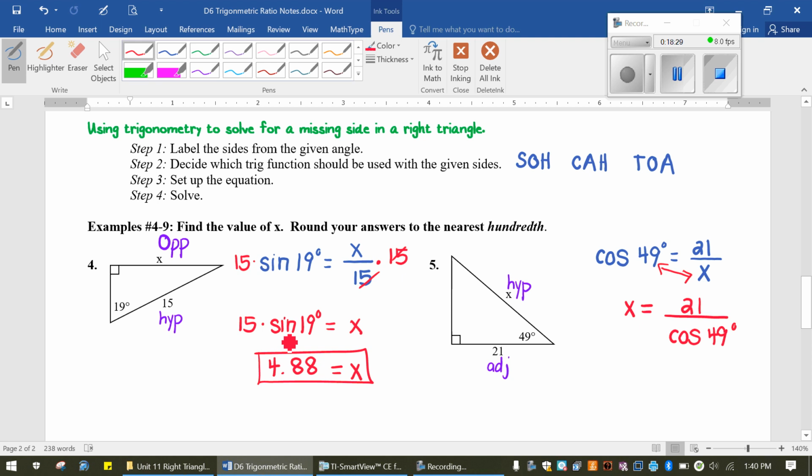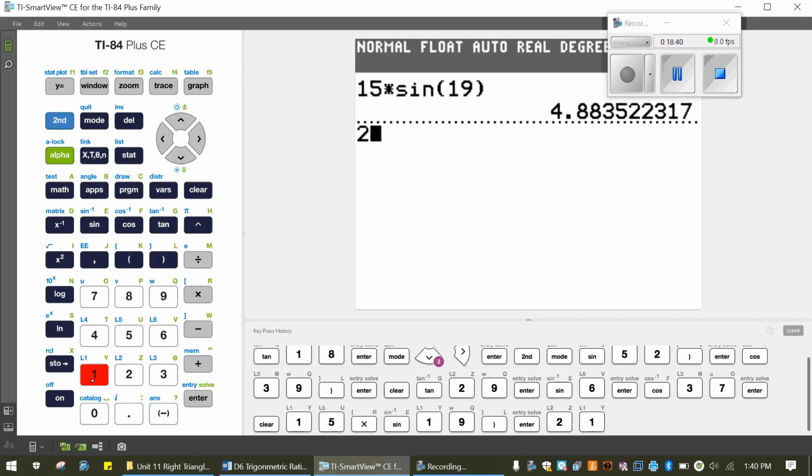So let's type this into the calculator, and then I'll go back and explain one more time why this shortcut of not showing that work actually is true. All right, so let's go. 21 divided by the cosine of 49 degrees.